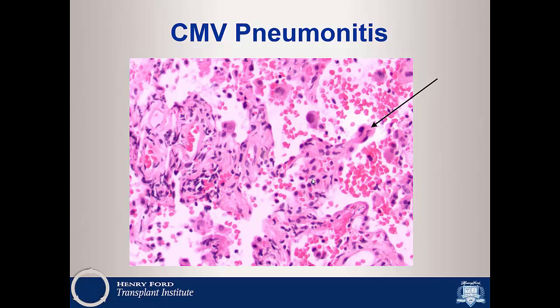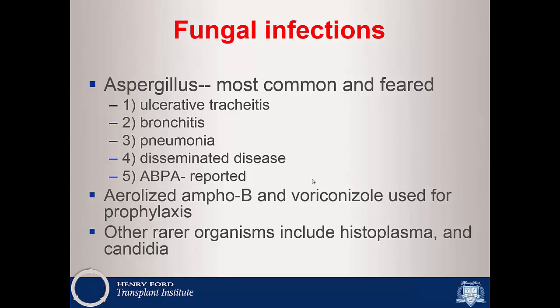So, fungal infections. This is somewhat unique to lung transplant and, like other solid organ transplants, we worry and fear the fungal infection of Aspergillus. Aspergillus after lung transplant can manifest itself in many ways. It can cause ulcerative bronchitis or tracheitis. It can cause pneumonia, invasive Aspergillus pneumonia. It can disseminate. And some cases of allergic bronchopulmonary aspergillosis have been reported.